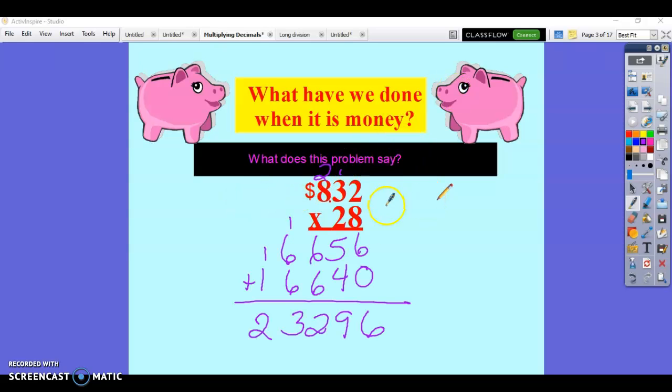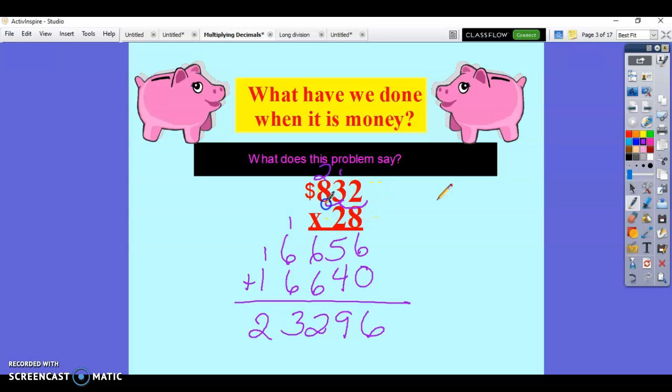So it says, what does this problem say? When we have money, we have $8.32 times 28. So you're adding up $8.32 28 times. So when we talk about decimals, remember the very first step of it is to forget about your decimal and do your regular multiplication, which is what you should have done. Then after that, you look inside of the two factors and see how many total decimal jumps there are.